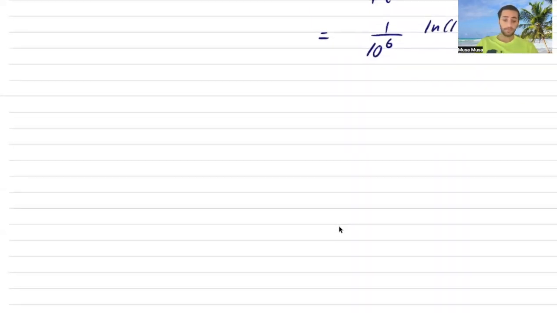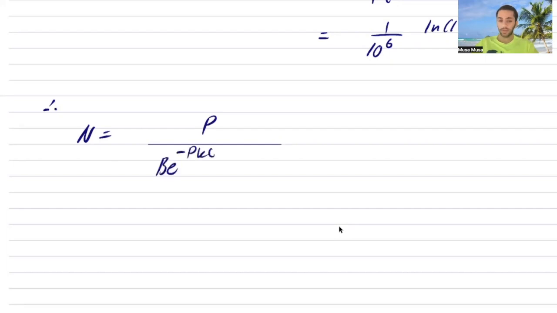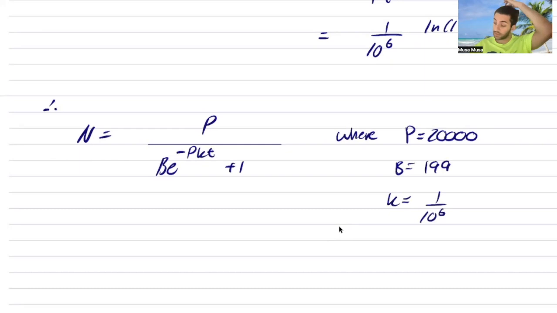There you go. So therefore, when you write your final answer, I think it's best to write it like this: P over B e to the power of minus PKt plus 1, where P equals 20,000, B equals 199, and k equals 1 over 10 to the 6, which is 1,000,000, because we've got 6 zeros, ln of 199. I think that's the best way to do it because you don't want to bombard this equation with all of these constants.